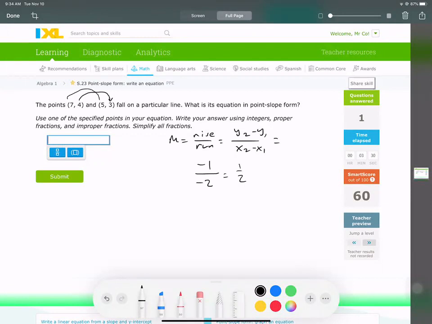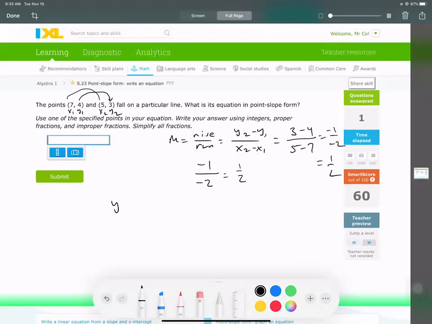You can do that without the formula, but the formula is easy for a lot of people. Let's call this x1, y1, x2, y2. 3 minus 4, because that's y2 minus y1, over 5 minus 7, x2 minus x1. And this gives us our -1 over -2, which reduces to 1/2. Well, now we know the slope. Now, which point do you want to use? It actually doesn't matter. You pick whichever point you want.